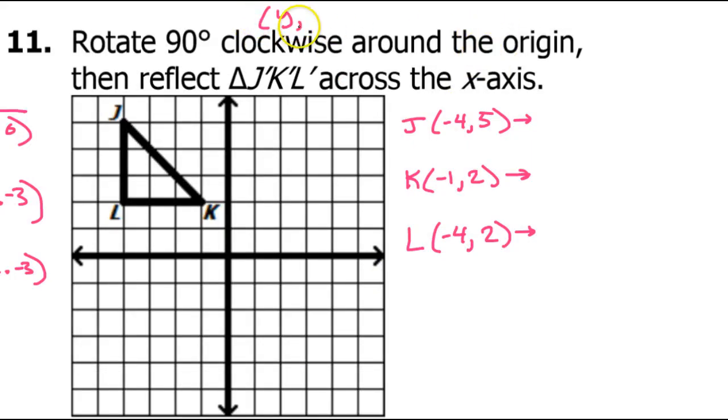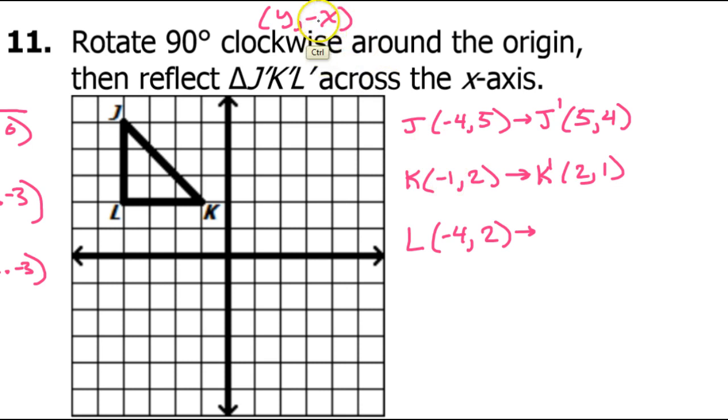Alright, I'm just going to put y, opposite of x to kind of remind us, because that's what we're going to do right now. So J prime is going to be y, which is 5, and then the opposite of x, which is 4. And then K prime, y is 2, the opposite of x is 1. Notice how I'm saying opposite of x when I read this rule.